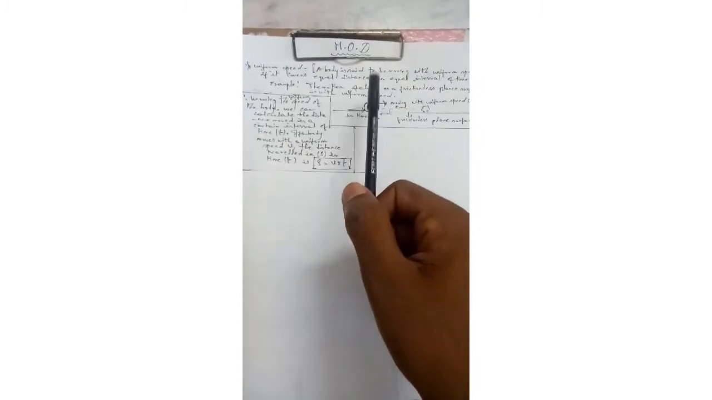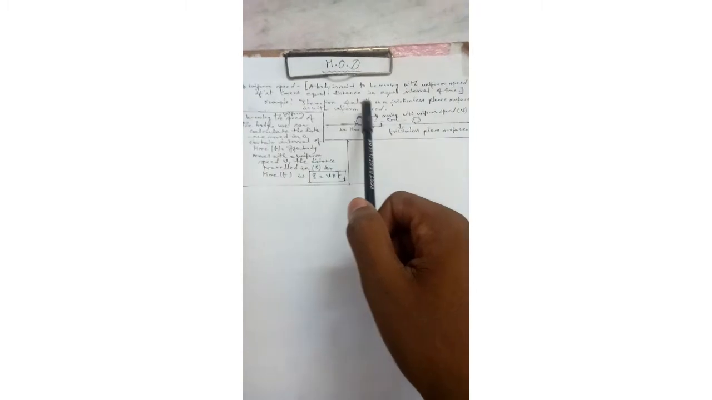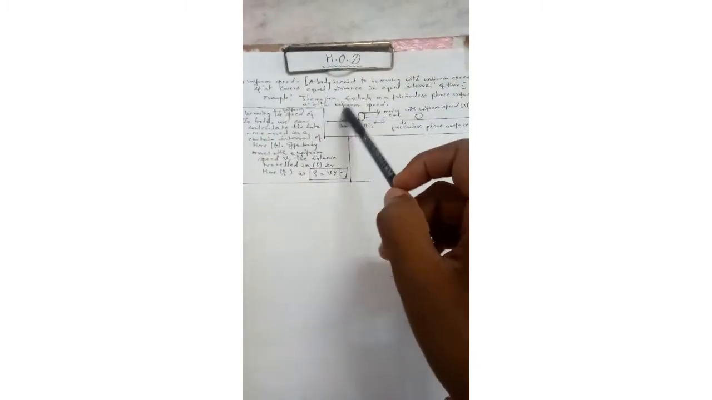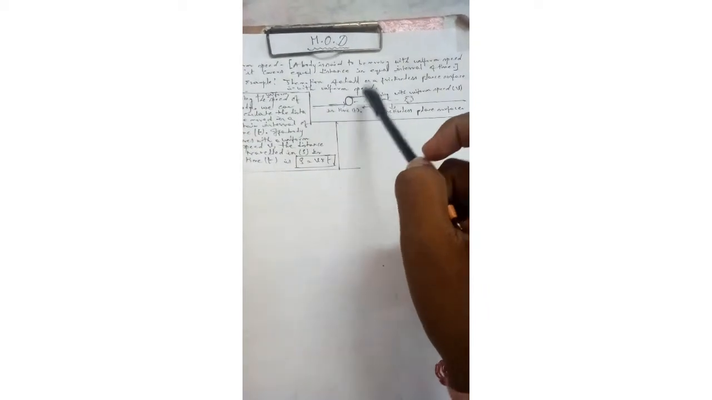Okay, so from the relation speed is equal to distance by time, you will calculate distance equal to speed into time. Basically, this is the concept of uniform speed. A body is said to be moving with a uniform speed if it covers equal distance in an equal interval of time. For example, the motion of a ball on a frictionless plane surface is moving with a uniform speed.